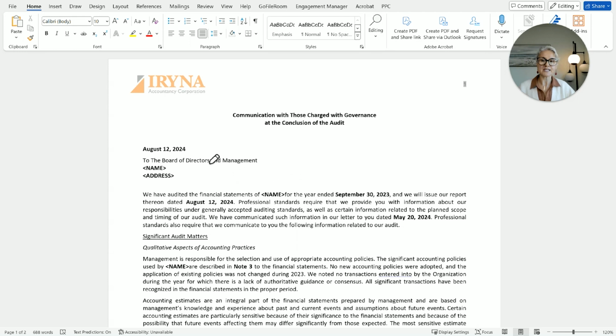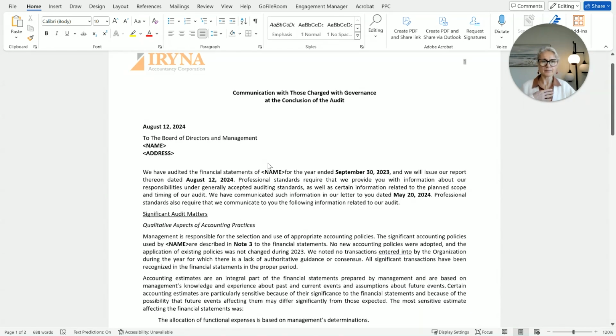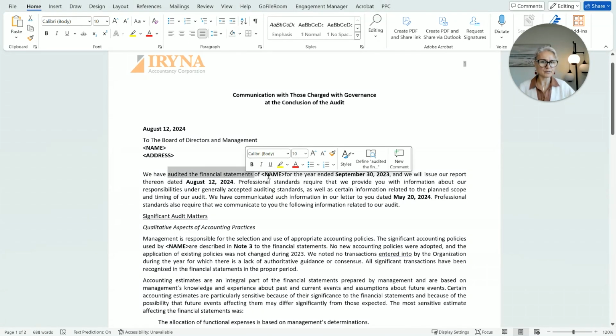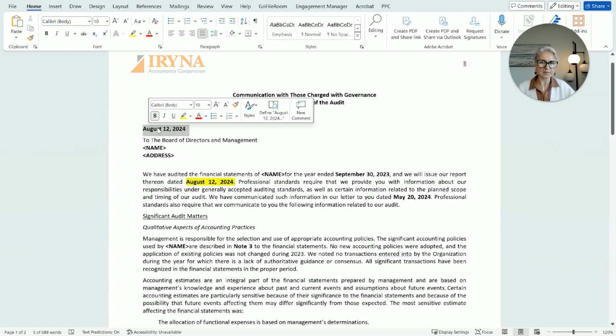As I indicated in my previous NAP, all three letters and the audit report have to be dated the same date: the report, the management representation letter, the communication to governance, and the recommendation letter. They all need to have the same date. So in this letter, you can see that we, as the auditor, represent to the board that we audited the financial statements of the organization for this year, and we issued an opinion and report dated, in this case, August 12, 2024. You can see the same date.